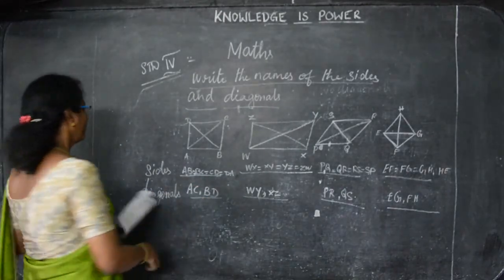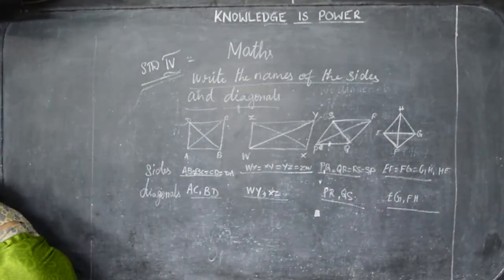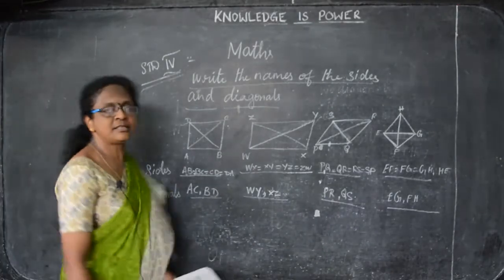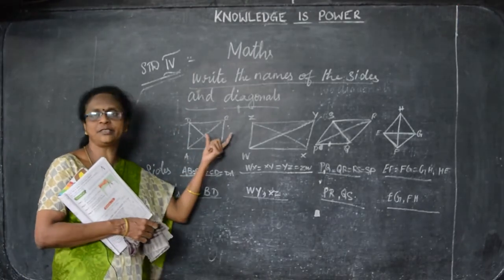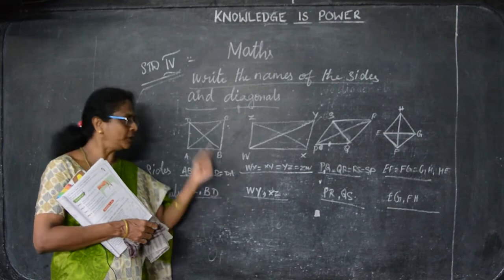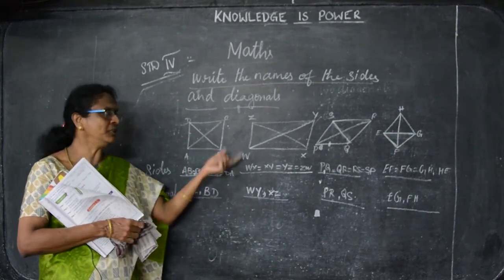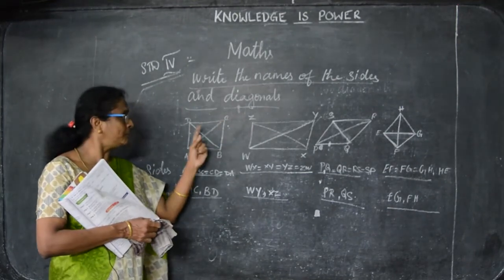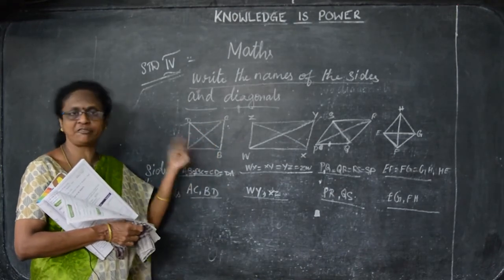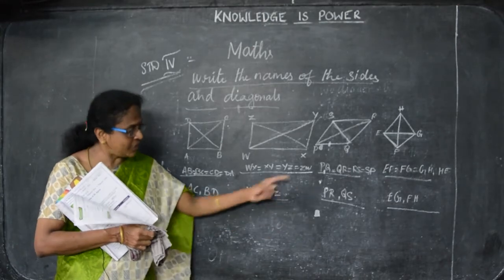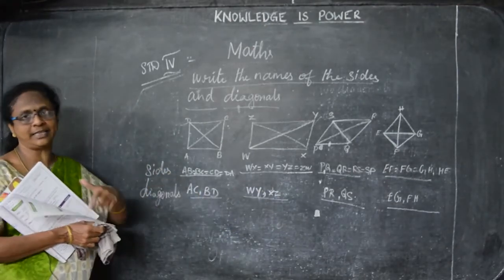Okay. Practice this at home, children, and do it by yourself, and find out which are the sides and which are the diagonals. You can draw the picture and even color it. You can put the colors and then draw the diagonal lines so that you can see the differences, and easily write the sides and the diagonals.